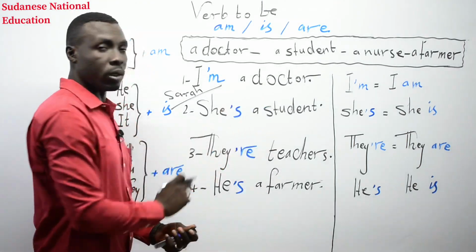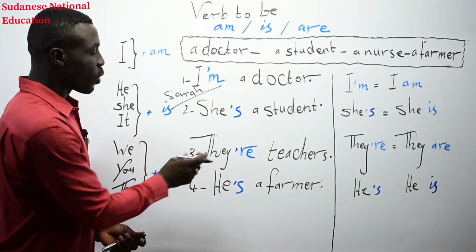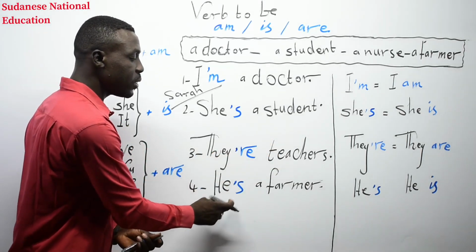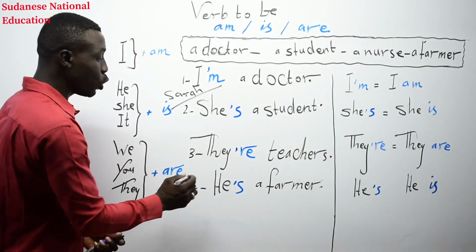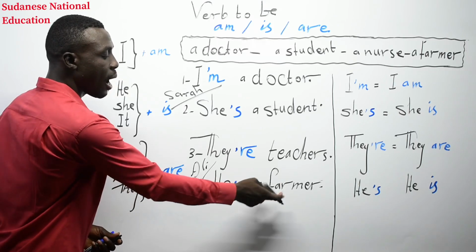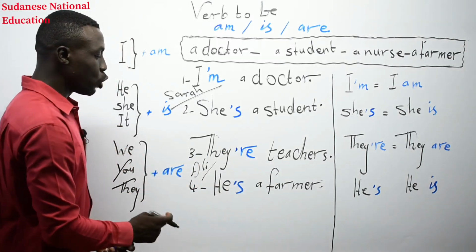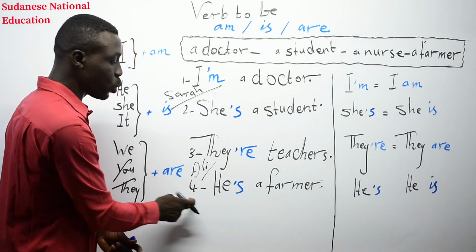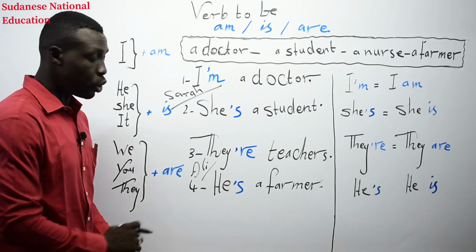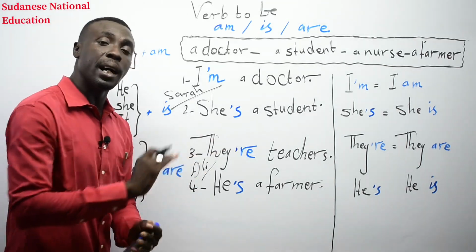She's a student. Sarah's a student. They are teachers. He's a farmer. Also, you can say, Ali's a farmer. The pronoun he refers to Ali because Ali is a singular person. So we use he and she and it to refer to a singular noun.